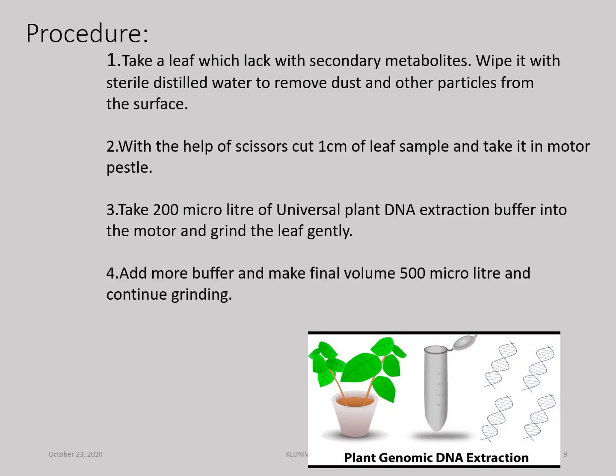Coming to the procedure. Take a leaf which lacks secondary metabolites. Wipe it with sterile distilled water to remove dust and other particles from the surface or from the environment. With the help of scissors, cut 1 cm of leaf sample and take it in a mortar and pestle. To this, add 200 microliter of universal plant DNA extraction buffer into the mortar and grind the leaf very gently. Add more buffer to make a final volume of 500 microliter and continue grinding the sample.